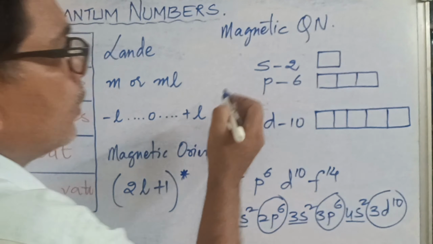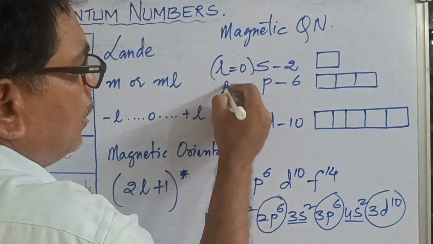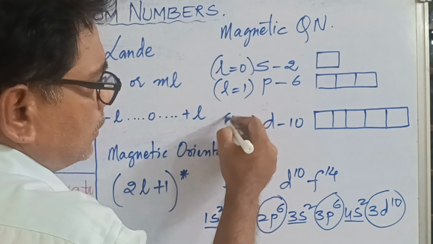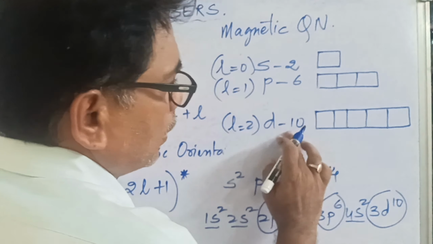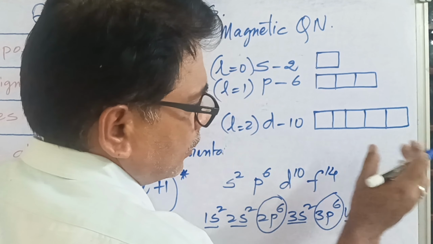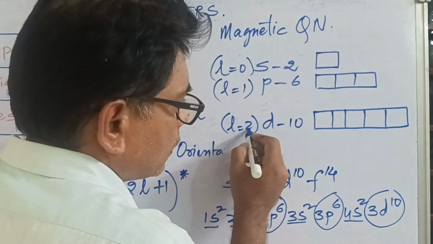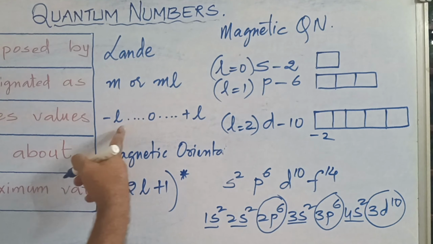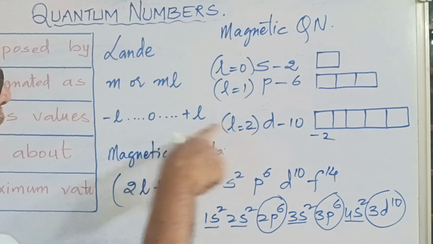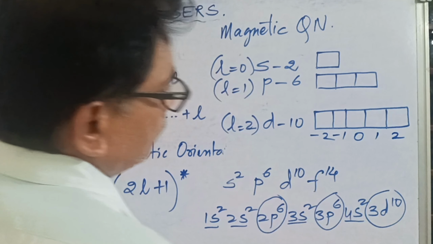5. Now, you tell me, L is equal to 0 means it is S. L is equal to 1 means it is P. L is equal to 2 means it is D. So D holds how many electrons? 10. How many degenerate orbitals are here? 5. So for those 5, you should start the value with minus 2 as it is told here. Whatever it is, you start the numbering with the L value. L is 2, therefore it starts with the negative value: minus 2, minus 1, 0, 1 and 2.